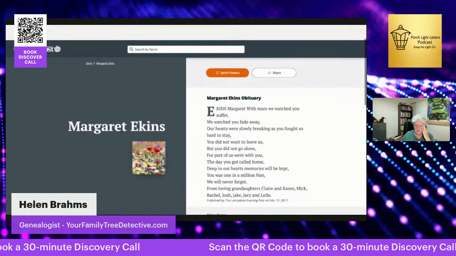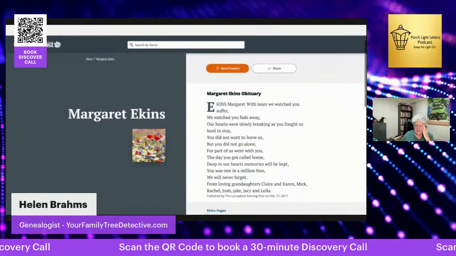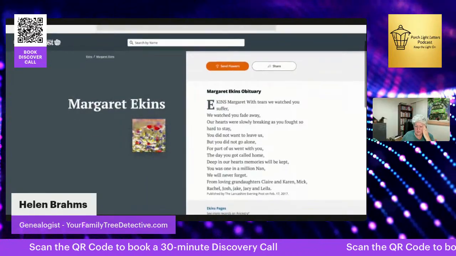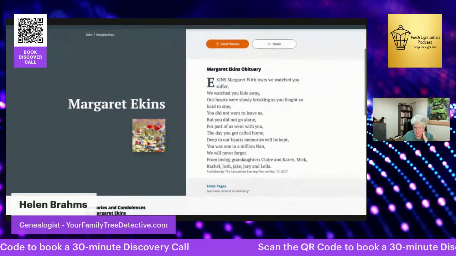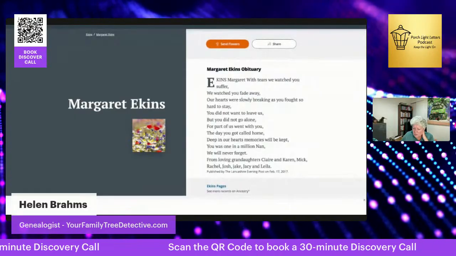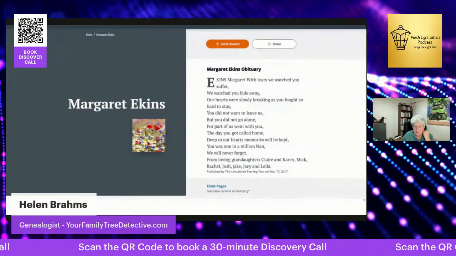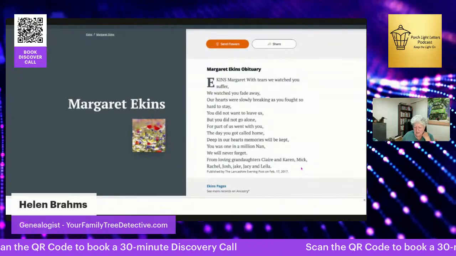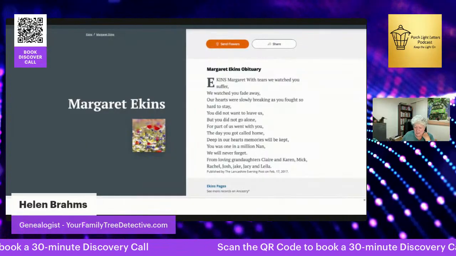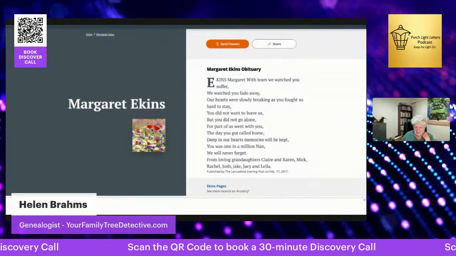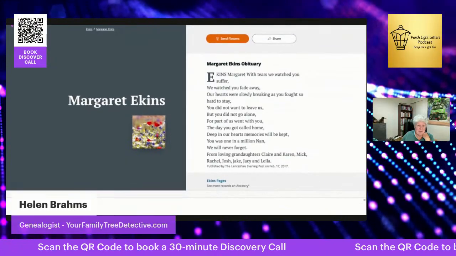You did not want to leave us. You did not go alone. For part of us, our hearts' memories will be kept. You was 1 in a million, Nan, we never will forget. From your loving granddaughters, Claire, Karen, Mick, Rachel, Josh, Jake, JC, and Layla. Isn't that beautiful to put in there for their grandmother?